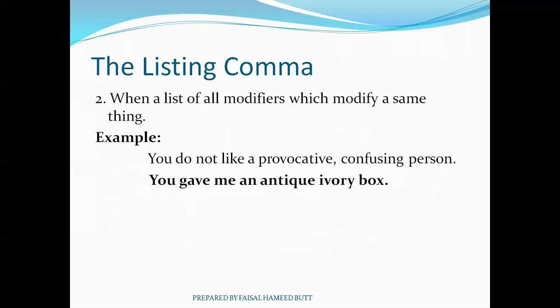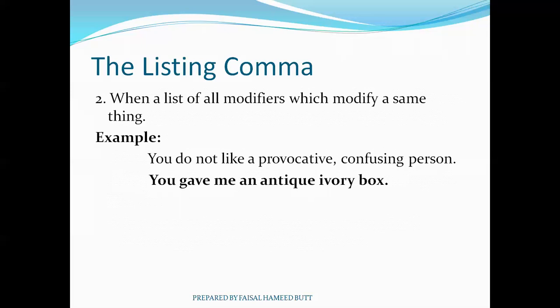Now we move to the next one. Okay, there is another usage of listing comma. That is, there are modifiers. What do we call a modifier? A modifier can be an adjective. Adverb is also a modifier, but normally an adjective modifies a noun. So if you have a list of adjectives, a list of modifiers, and they are modifying the same noun, then you can put commas between or among those modifiers, those adjectives.